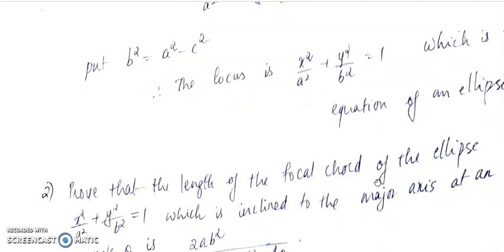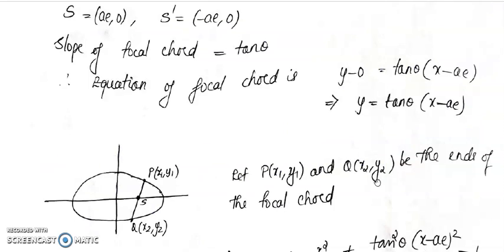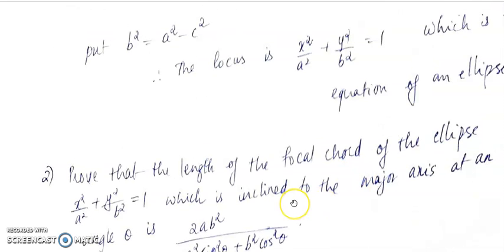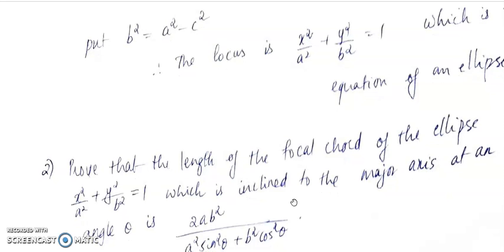Next problem is prove that the length of the focal chord of the ellipse x square by a square plus y square by b square equal to 1, which is inclined to the major axis at an angle theta, is 2ab square by (a square sin square theta plus b square cos square theta). So you have a focal chord which is inclined to the major axis at an angle theta. We need to find its length. So we need to show that its length is equal to this value.